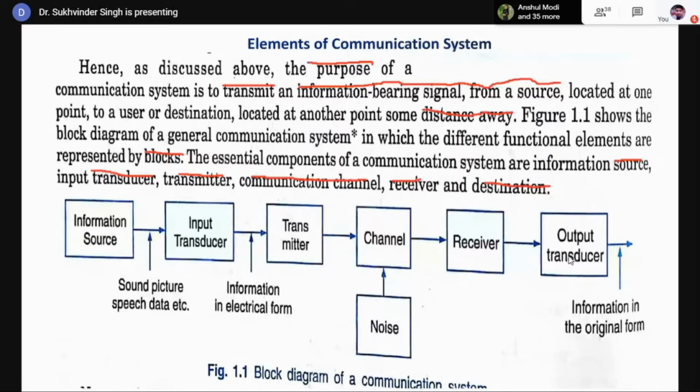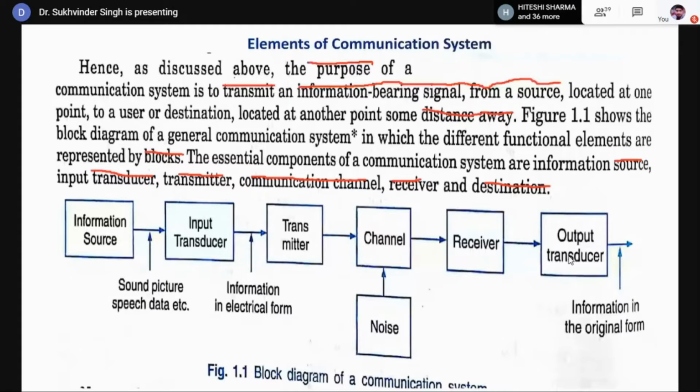Then we will have a channel. Channel is nothing but a point-to-point contact, through optical fiber, through wire, etc., or wireless channel, that is radiation of electromagnetic waves in space. That is also a channel. So from transmitter, the information is sent through the channel. That may be wire, optical fiber, or space, which will be utilized by the electromagnetic waves, and the antenna will radiate the electromagnetic waves, and information is transferred.